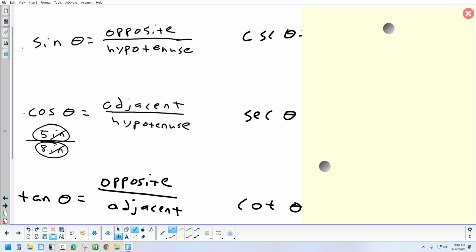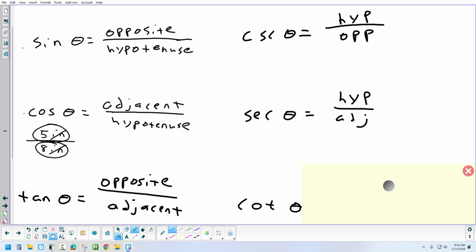So what would cosecant be? Yep. Hypotenuse over opposite. And secant would be hypotenuse over adjacent, and cotangent, adjacent over opposite. So if you memorize the 3 on the left, you automatically would know the 3 on the right.